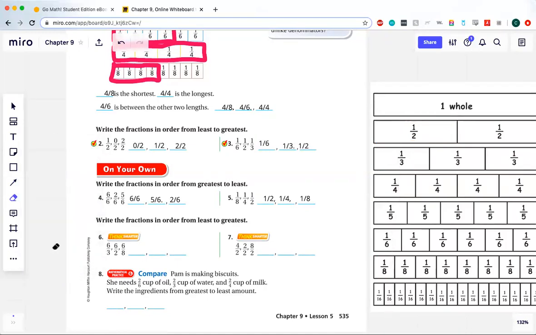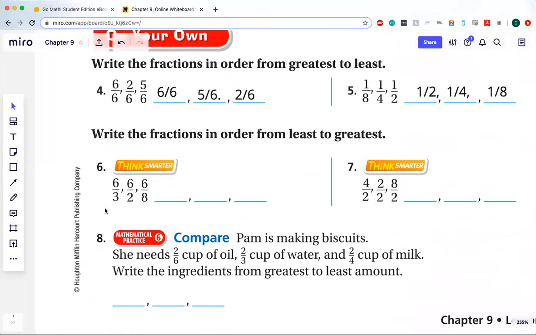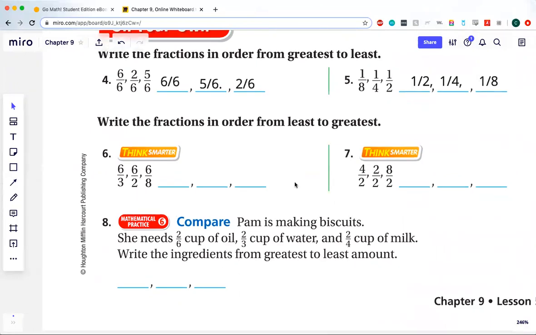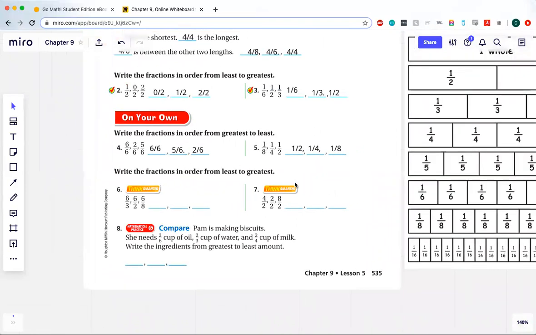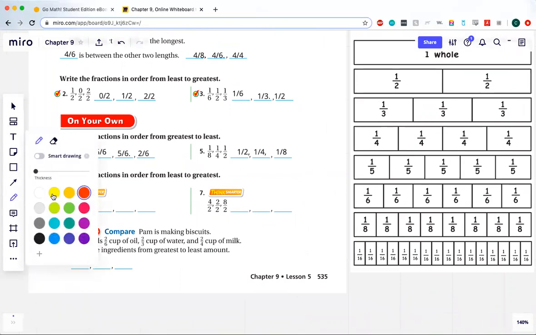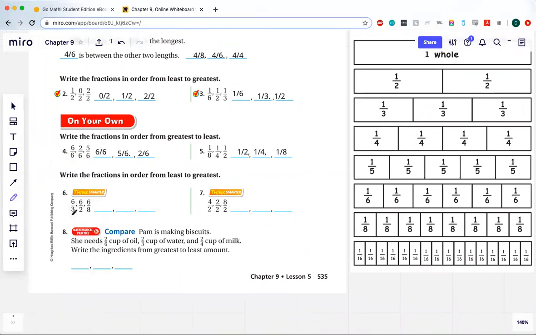Going down to number 6. Let's think. So these all have different denominators, right? Different denominators, but we can use the same rules. So using our same rules, if we go over here and look, what's 1 unit fraction of thirds? I'm going to go ahead and color that in. I'm going to put, for thirds, a yellow dot so that I remember that these are my thirds.